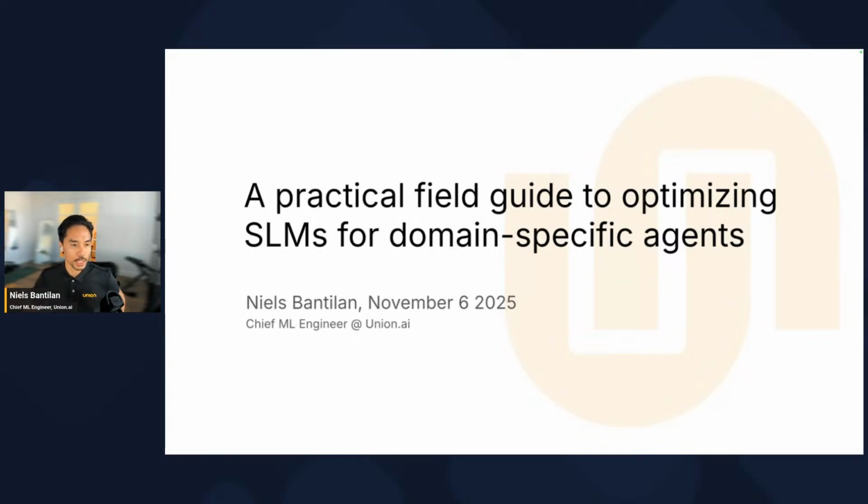My name is Niels Van Tielen. I'm the Chief ML Engineer at Union AI. Union AI is a startup that is basically building an end-to-end AI development platform, and you can do everything from deploy agents to train models to building data sets that power those models. And today I'm going to give you a practical field guide to optimizing small language models, or SLMs, as I'll be referring to them, for domain-specific applications, domain-specific agents, that is.